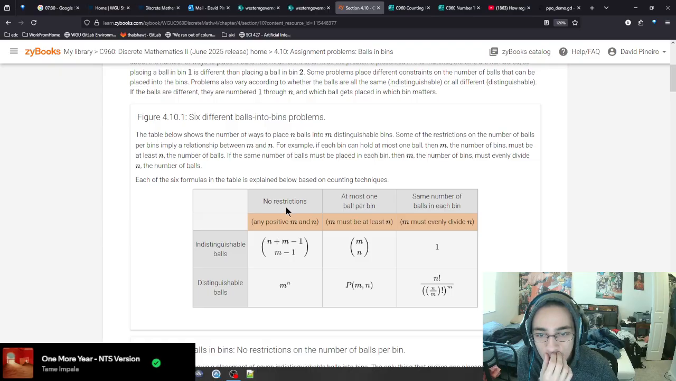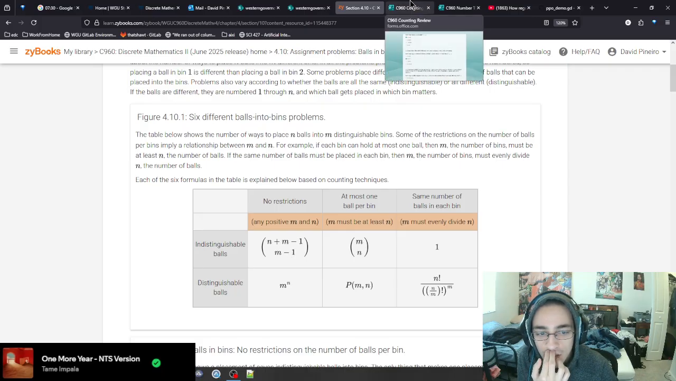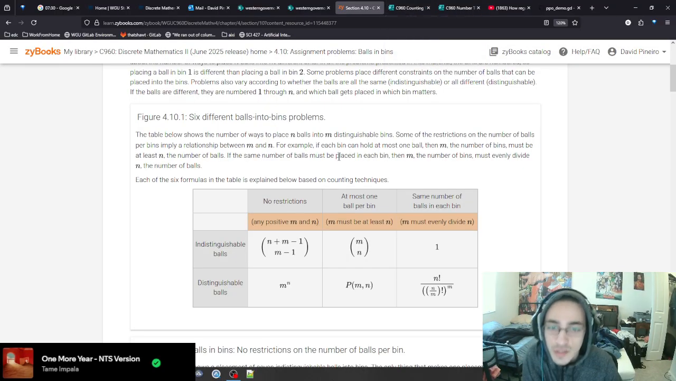Okay, so yeah, I think this is correct to do this one. And okay, I guess that makes sense. At most one ball per bin. That's not true. Same number of balls in each bin. No. And no restrictions. Yes, that is what I've been doing.